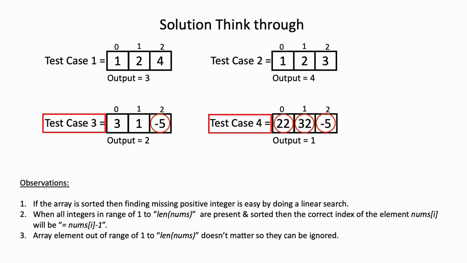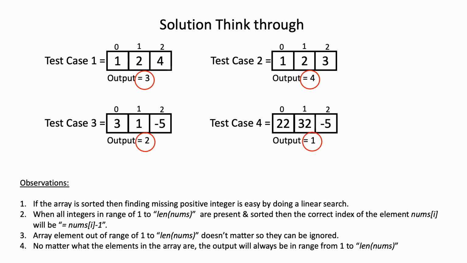With test cases 3 and 4, we can draw the observation that all the elements out of the range of 1 to length of nums in the array do not matter, as they don't contribute to the output. So we can ignore these elements. Looking at all the 4 test cases, we can say that no matter what the elements in the array are, the output will always be between the range 1 to length of nums.